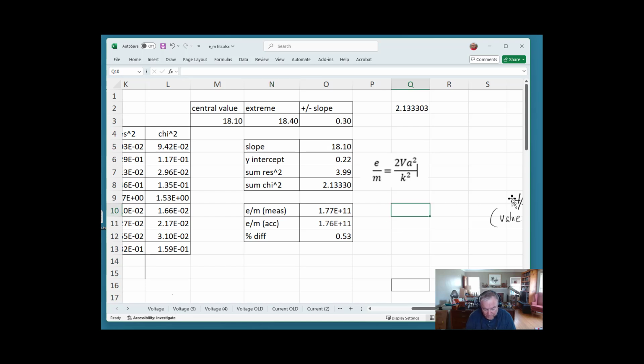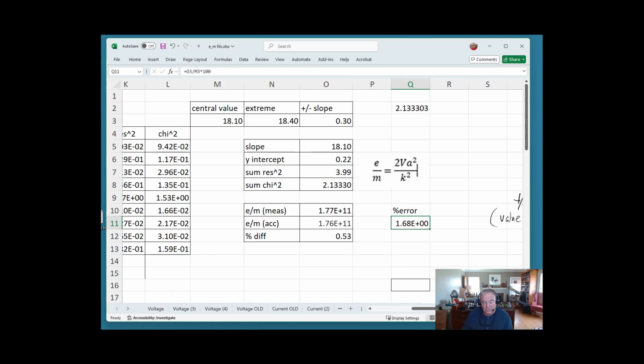So our percent error is, remember, the plus minus divided by the value times 100. So equals the plus minus divided by the best value and times 100, hit enter, and 1.68%.